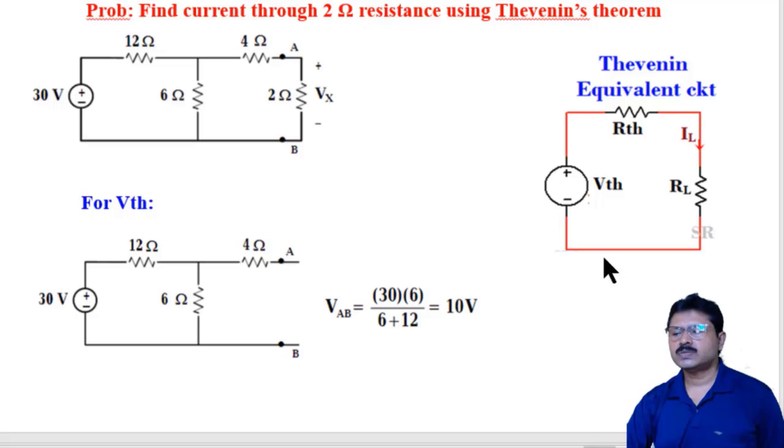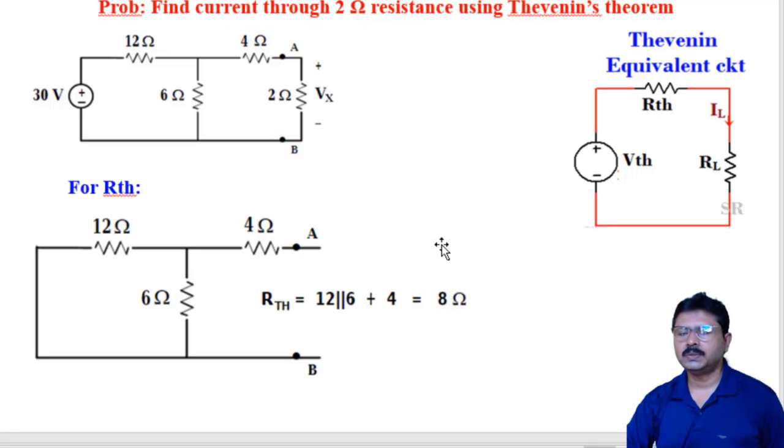Next we have to find out the RTH from this circuit. What we should do to find out the RTH? Similarly, we will remove this load resistance. We have removed this load resistance and all the sources will be replaced by their internal circuit. Here only a single source is there. It is a voltage source, so that will be replaced by its internal resistance, and that internal resistance is 0, so this is shorted.